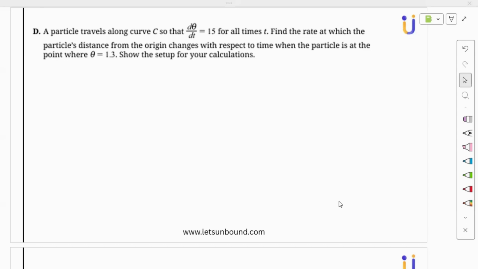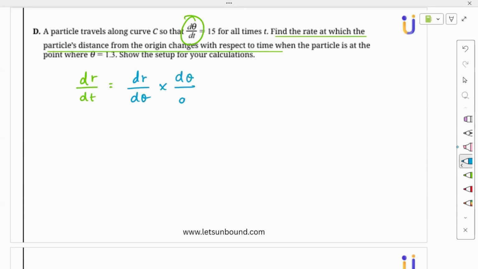Okay, so what we need to do here? And also they said distance from the origin, right? So distance from the origin means dr by dt. They didn't directly give you dr by dt, but the distance the particle is moving in r. So I should write dr by dt in terms of this. This is all I know. You can write it as dr by d theta times d theta by dt, chain rule. Correct? I know this. So dr by dt is 15 times dr by d theta.